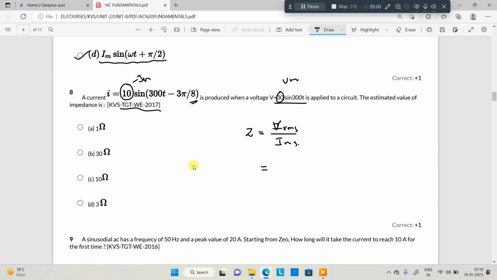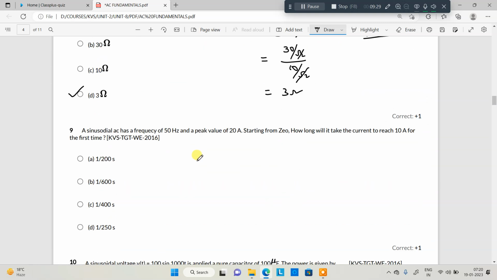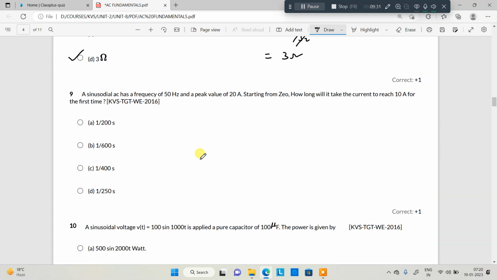So impedance is equal to the RMS value of voltage divided by the RMS value of current, but you know the maximum values. The relation between maximum value and RMS value: RMS value is equal to maximum value divided by root 2. You know this formula. So from that, 30 by root 2 divided by 10 by root 2. The root 2 gets cancelled. You know, 3 ohms is the answer. What is the option? Option D is the correct option. Okay, next we are moving to question number 9.